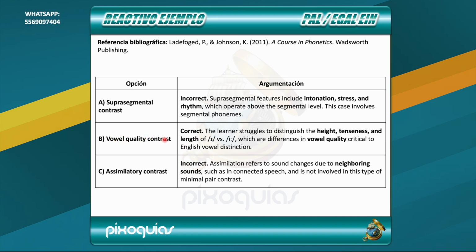Vowel quality contrast. The learner struggles to distinguish the height, tenseness, and length, which are differences in vowel quality critical to English vowel distinction. A is incorrect because suprasegmental features include intonation, stress, and rhythm, which operate above the segmental level. This case involves segmental phonemes. And C is also incorrect because assimilation refers to sound changes due to neighboring sounds, such as in connected speech, and is not involved in this type of minimal pair contrast.